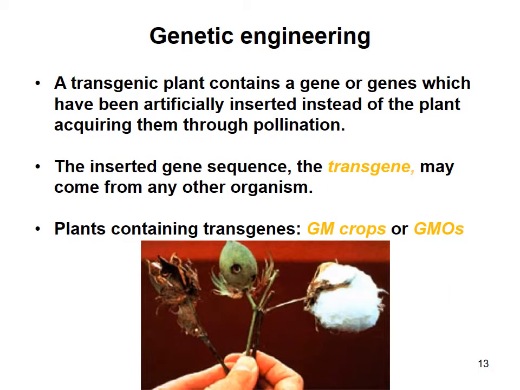So a transgenic plant contains a gene or genes which have been artificially inserted instead of the plant acquiring them through pollination. The inserted gene sequence is called the transgene, and this may come from any other organism. This is based on the concept that all living organisms share the same genetic code. So theoretically, any gene should be able to function in any organism.